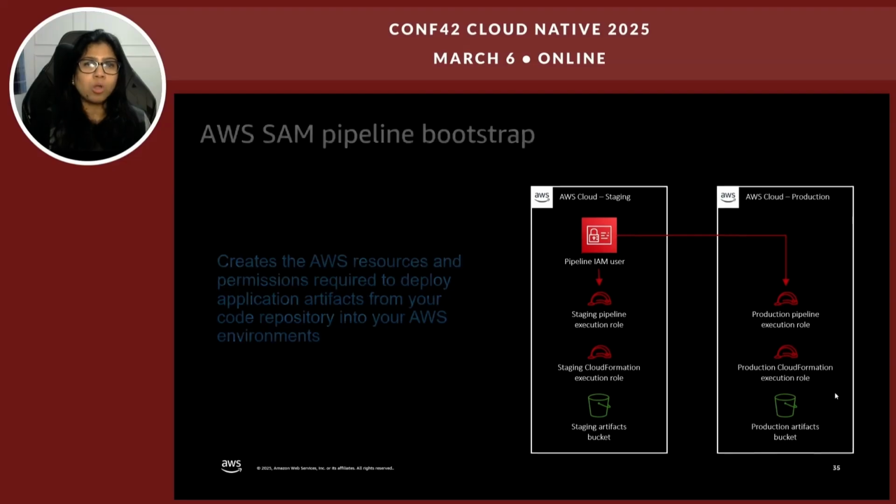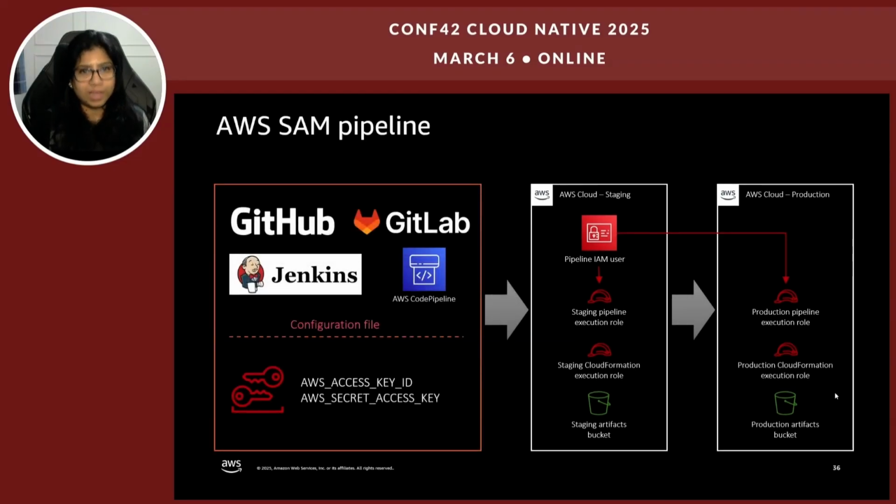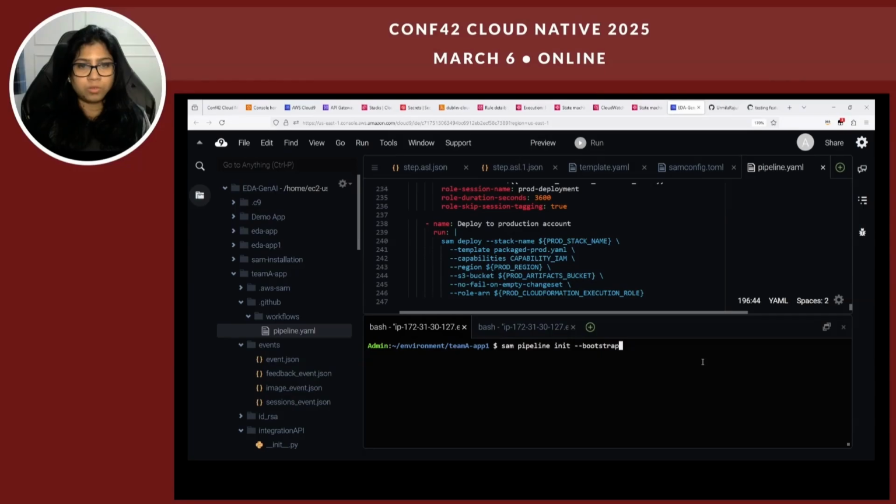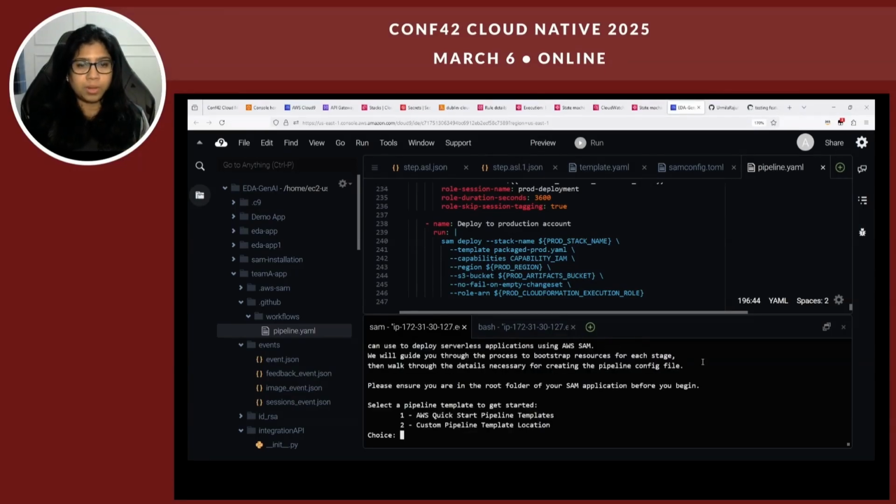After that, it will also create the workflow file, which has all the information to pull the changes from your repo, like GitHub or GitLab, and push those changes into staging and production, or however many other stages you have deployed in your pipeline. So this is the concept. We will see a quick demonstration of this before closing the session. Let's do a SAM pipeline init with the bootstrap command so that we can set up the pipeline in an interactive way. So we choose a pipeline template.